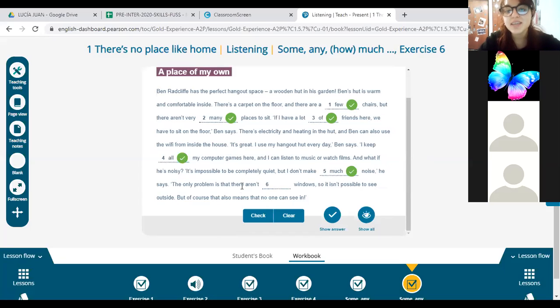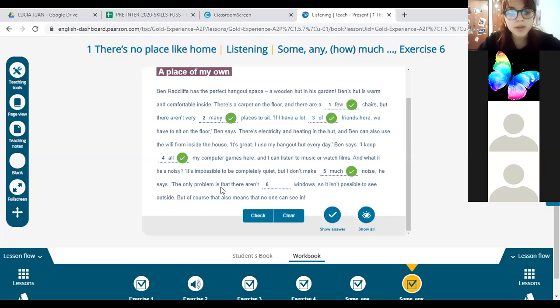That means he makes some noise because he cannot be completely quiet. But it's not much. Por eso no usamos any. Porque si decimos any, quiere decir que no hace nada de ruido. Y acá dice que alguito de ruido hace.